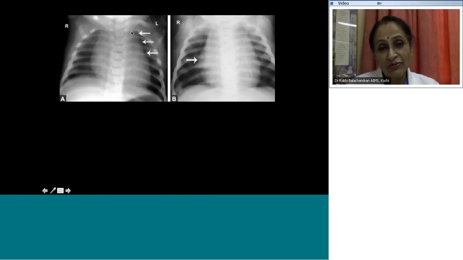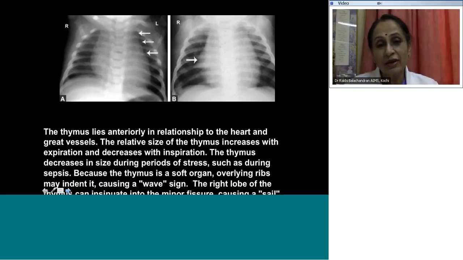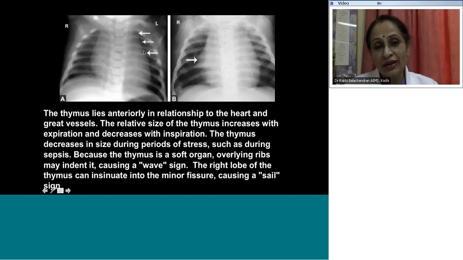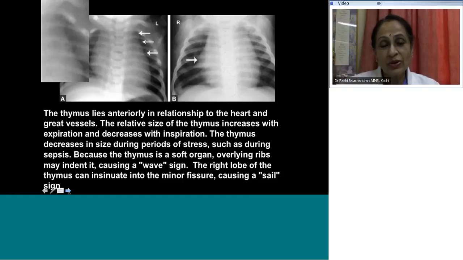It is not the irregular shadow. It is called as a wave sign. You know, thymus is a very, very soft tissue, and which is more anteriorly placed in the neck and the chest. And as a result, the rib will make the indentation on that. And since the rib makes the indentation, it gives like a wave. So that is called as a wave sign. You can see that here I'm zooming it. It is going like a wave, and this is a wave sign. So this thymus is a wave sign.